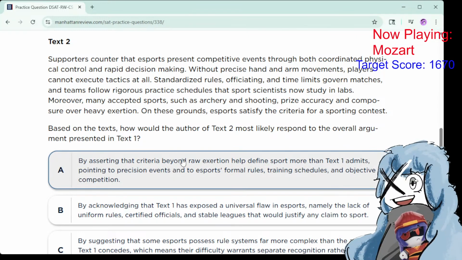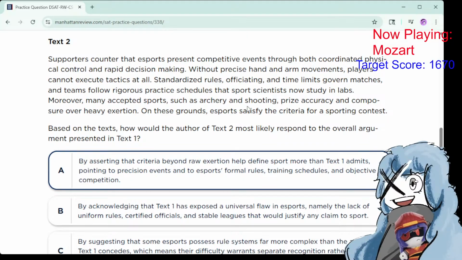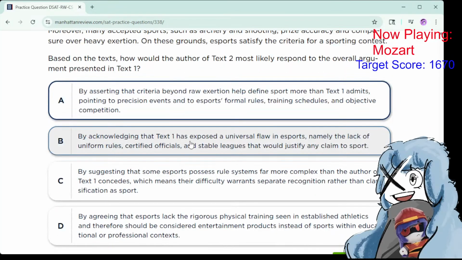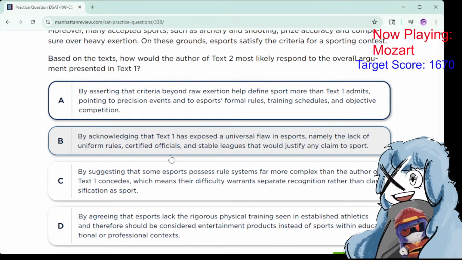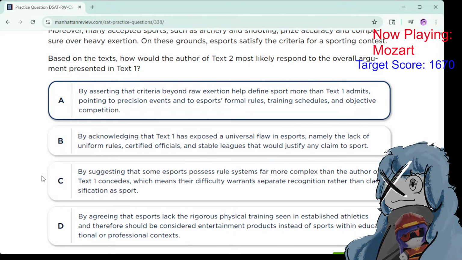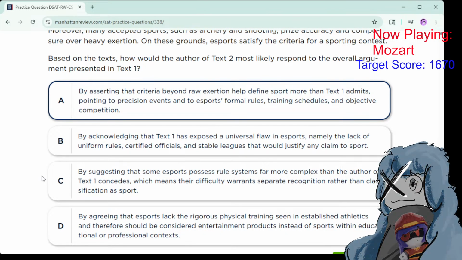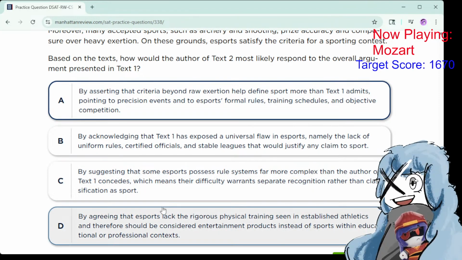By assuming that criteria beyond raw exertion help define sports more than text 1 admits. Basically, pointing to positive messages, esports promote rules, training, and secure objectives. Another one is exposed as a universal flaw in esports, namely the lack of uniform rules. That's fully untrue. Another is by suggesting that some esports possess rule systems far more complex than the author concedes, which means the difficulty warrants separation conditions rather than classification as sports.